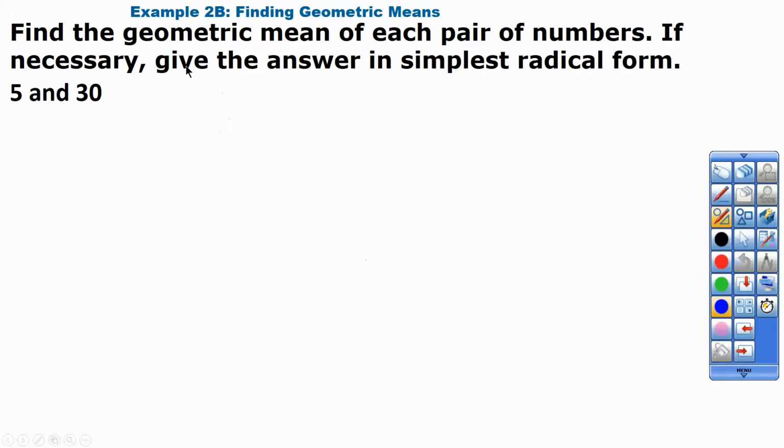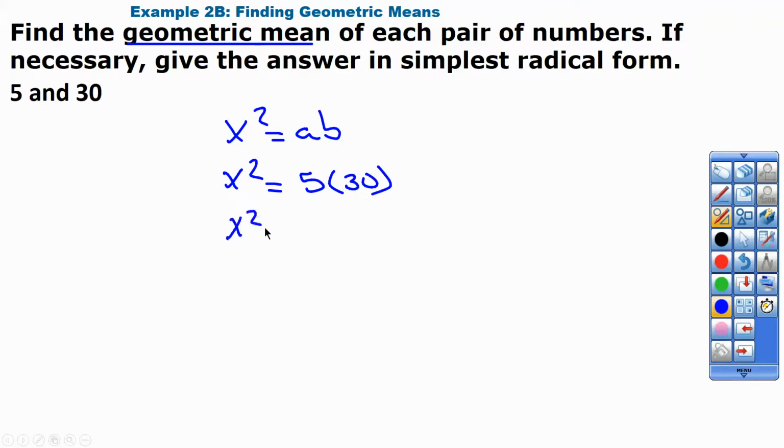So we're going to do this again. Find the geometric mean. So find the x. x squared is equal to ab. So we plug that in. x squared is equal to 5 times 30. So x squared is equal to 150. And then we take the square root of x squared and the square root of 150. But it says simplest radical form, so you don't plug it into your calculator.